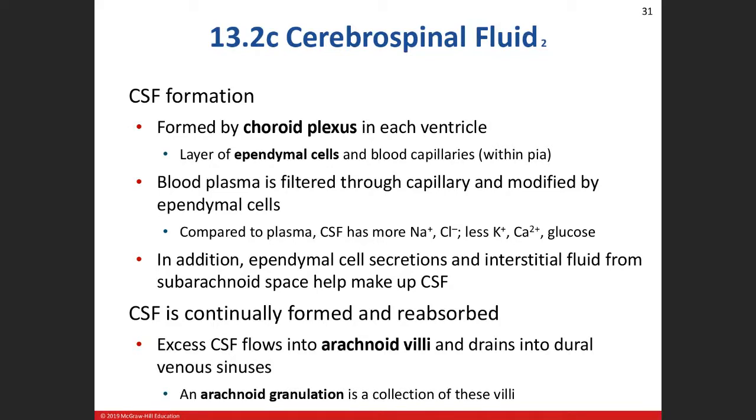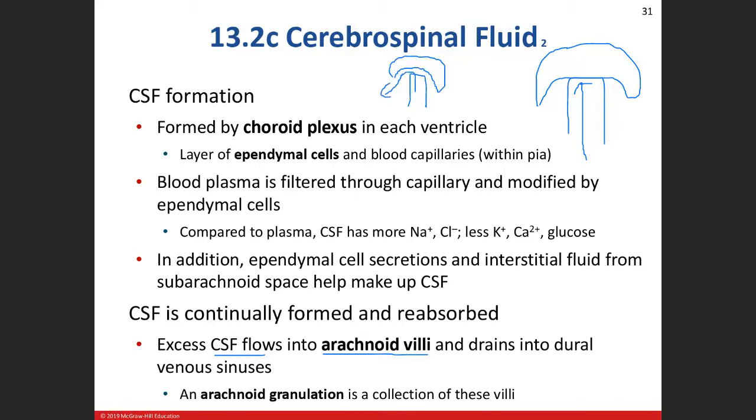And so the extra CSF that we make is going to head into a structure called the arachnoid villi. I think of it as a mushroom. It's got like a little mushroom cap on top. As the cerebrospinal fluid comes up, it'll push on the cap, and the cap will open up, and it lets off that cerebrospinal fluid, and it drains into a dural venous sinus. So I'll show you a quick picture here.